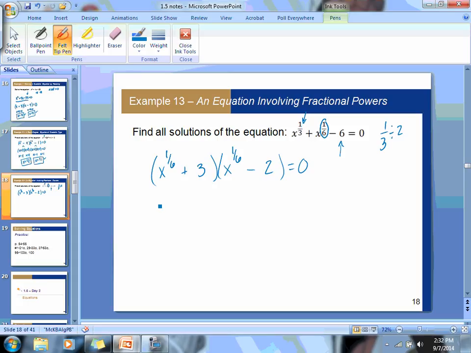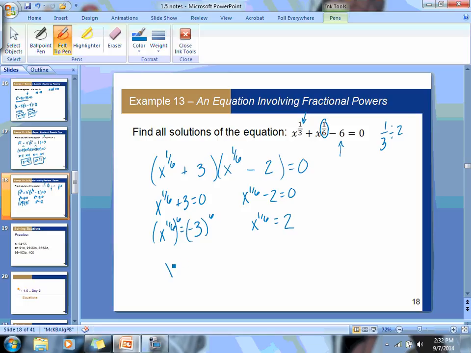Okay, so now I have to set each of these equal to 0. Use that zero product property again. And we're going to have to get the x by itself, so I'm going to have to subtract the 3 over. And then here I would have to add the 2 over. And now I have to get rid of that 1/6 exponent. So to do that, I'm going to raise both sides to the 6th power.